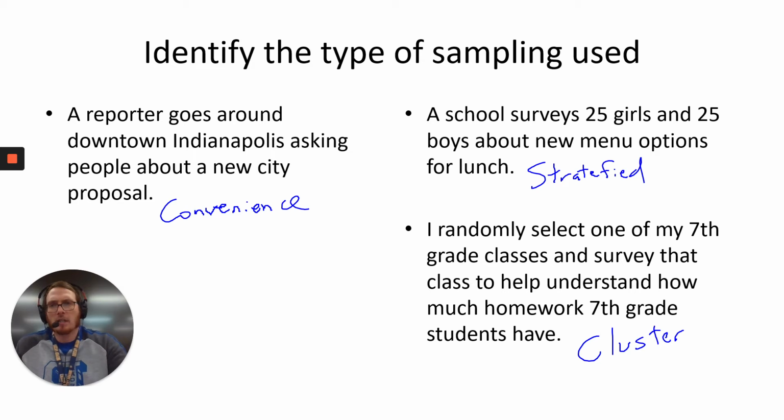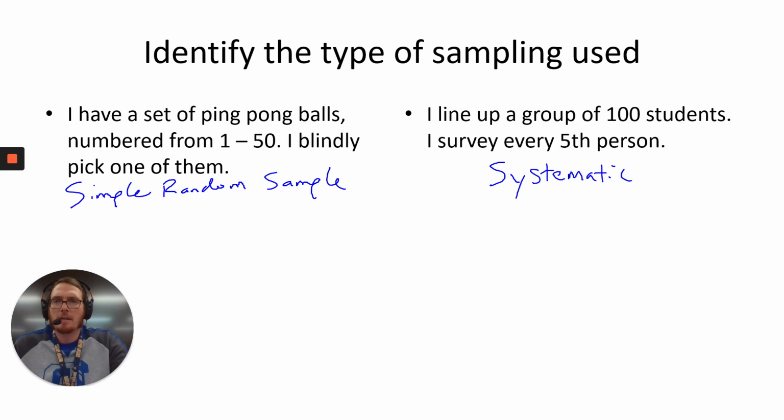Okay, so let's go through a few things about this and make sure we understand the difference between the groups. Reporter goes to downtown Indy, asks about a new city proposal. That's convenient. You're just going to Indy, you find some people, and you ask them a question. Surveying 25 girls, 25 boys about menu options. That's stratified because you split up the two groups, and then you've asked people from each group. Randomly select one of my 7th grade classes, survey how much homework they have. That's a cluster because I have multiple 7th grade classes, and I just choose one of them and ask all of them that question. So that's a slightly different version versus stratified, as we're looking at cluster sampling.